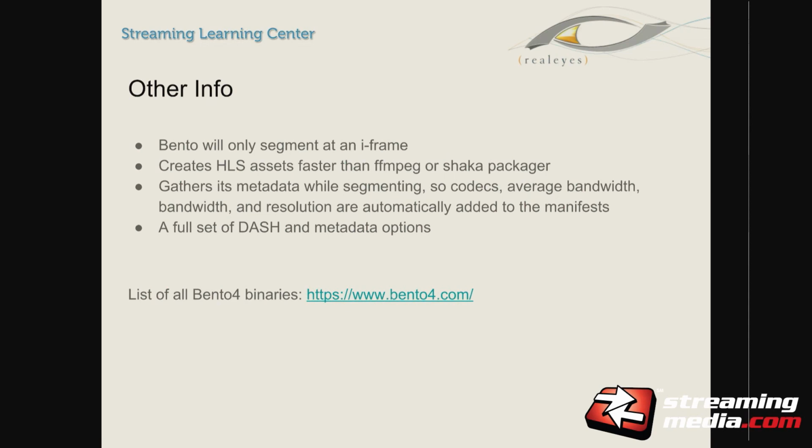So, we will sometimes have to do a pass with FFmpeg, say, hey, we need you to add additional iframes at whatever interval that we want. If we're going to be doing low latency and we need to do small segments, and we didn't already have something at that level, then we'd go ahead and do that. After that, we can then go back to Bento for our splitting. It generally works a lot faster than FFmpeg or Shaka Packager.